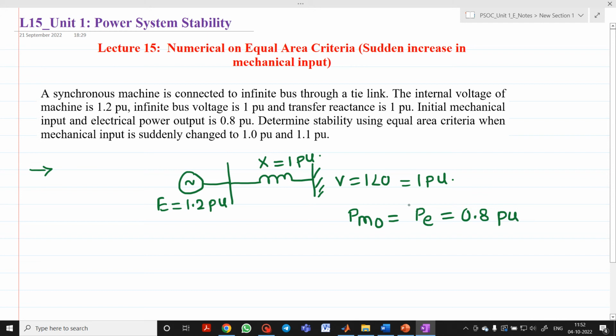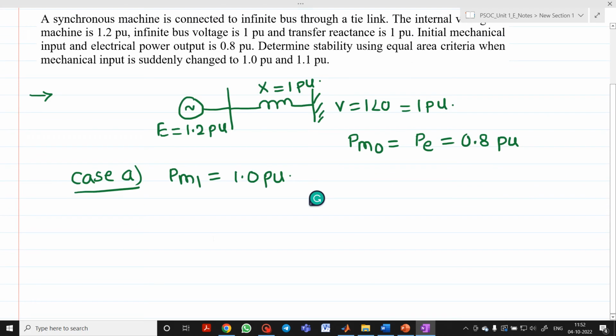Determine the stability using equal area criteria when, now there are two cases. Case 1 is when we have a sudden increase in the mechanical input to 1 per unit. So let me solve first for this 1 per unit, then we will go to the next point. Now this is the problem of sudden increase in mechanical input.